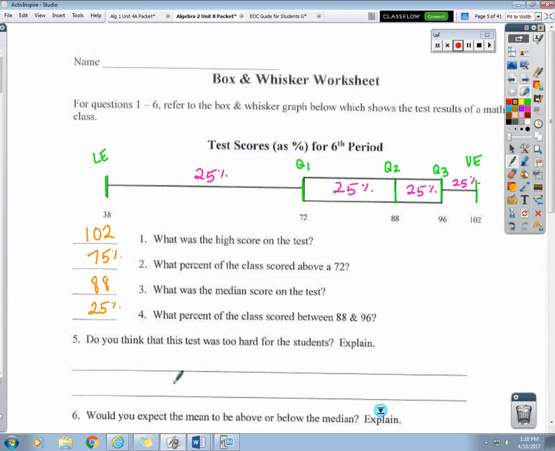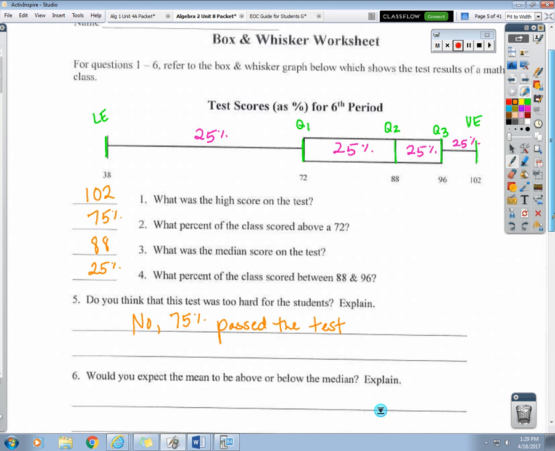Do you think the test was too hard for the students? Why not? Correct. 75% passed the test. That's how I kind of decide whether to make a retake or not. I kind of just go by if the average of the whole class was 70 or higher, we don't do a retake.